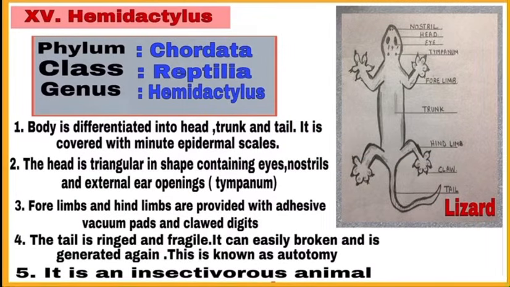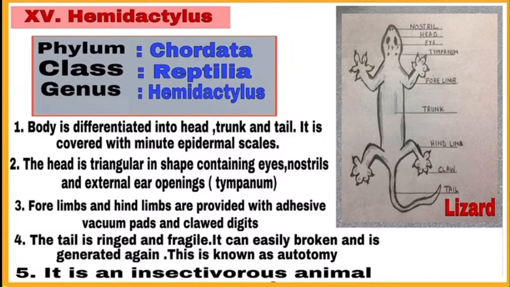Come to next organism, Hemidactylus. It is a common house lizard. It belongs to phylum Chordata and class Reptilia. See its features. Number 1, body is differentiated into head, trunk and tail. It is covered with minute epidermal scales.